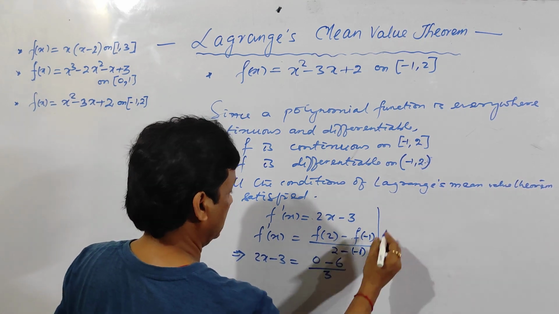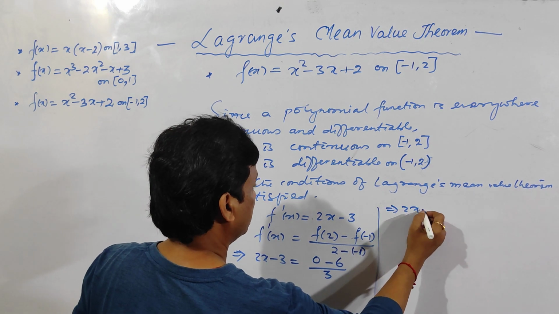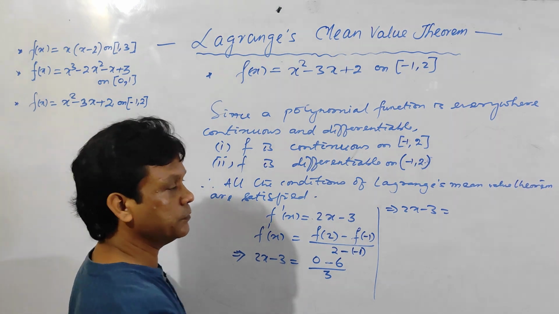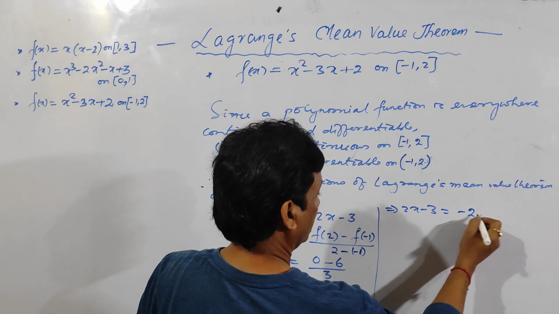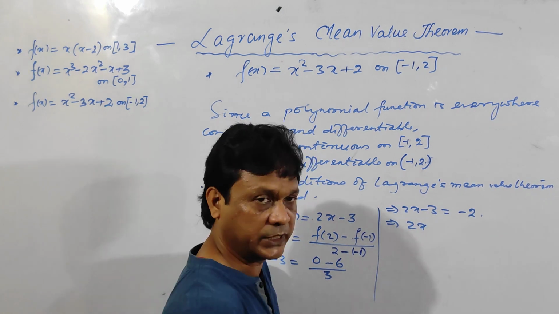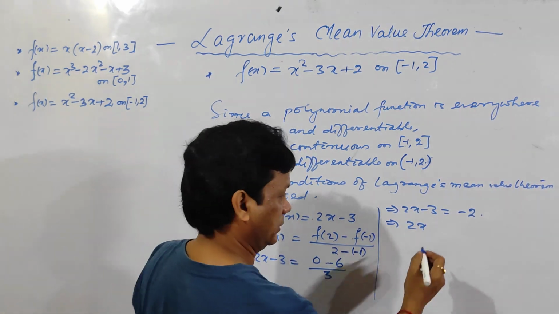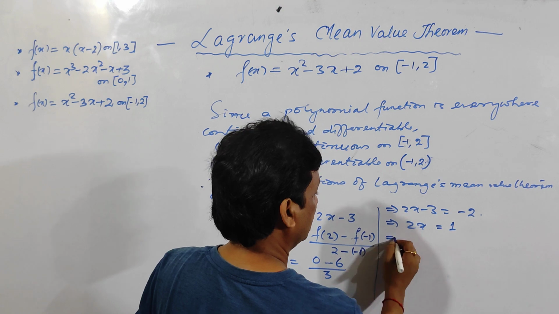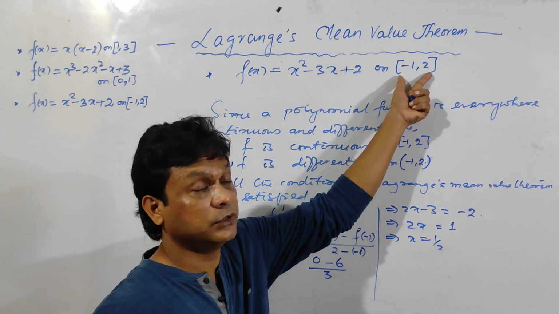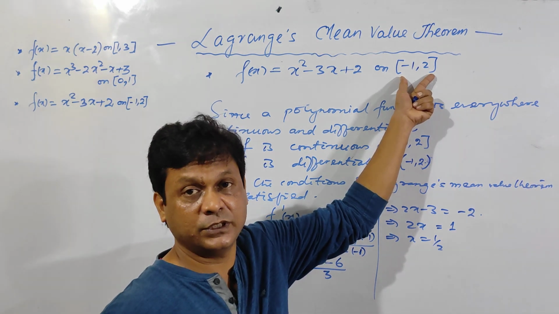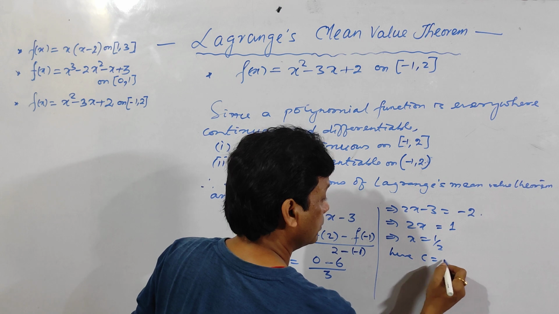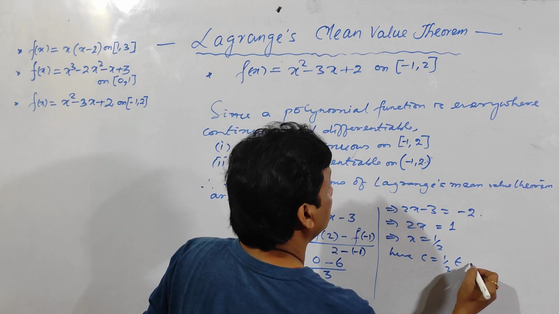Clear? So see here. Again I am doing here. 2x minus 3 is equal to, this is minus 6, this is 3. And minus 6 by 3, it is minus 2. So 2x, I am taking minus 3 to the right hand side, it will become plus 3. So minus 2 plus 3, it will become 1. Clear? So x is equal to 1 by 2. And 1 by 2 lies between these two numbers. Yes, it lies between these two. So here, c is equal to 1 by 2 belongs to minus 1, 2.